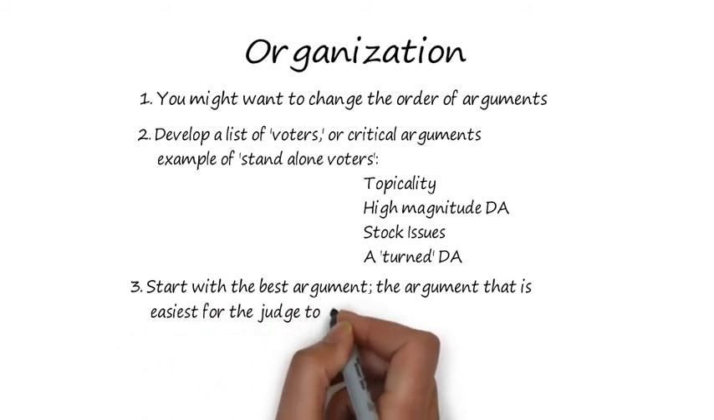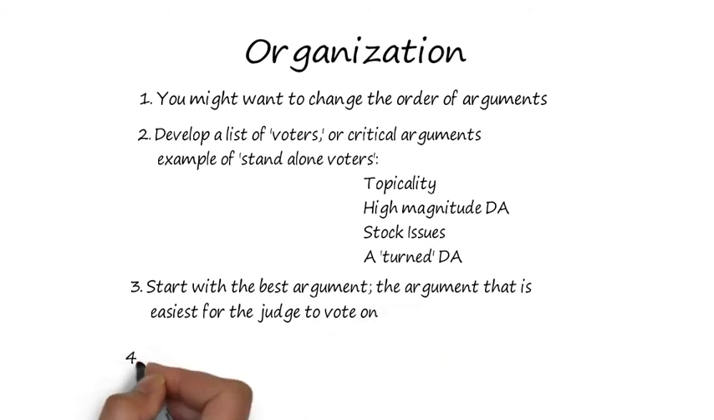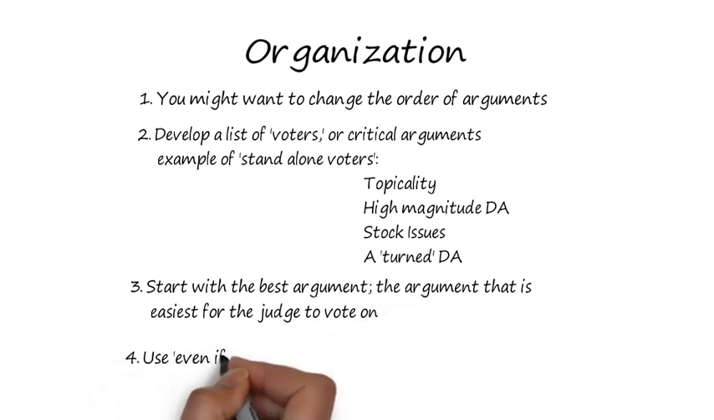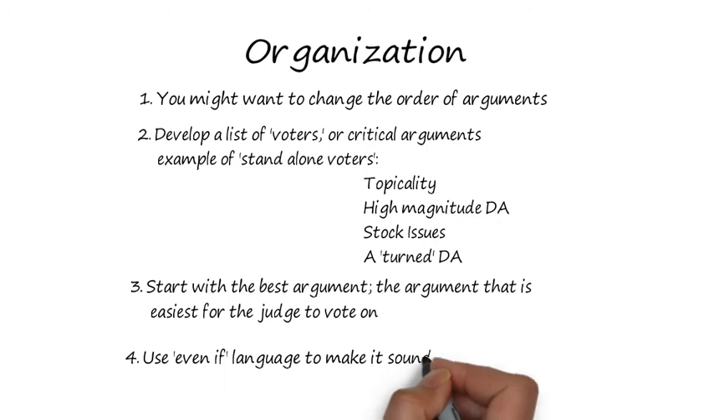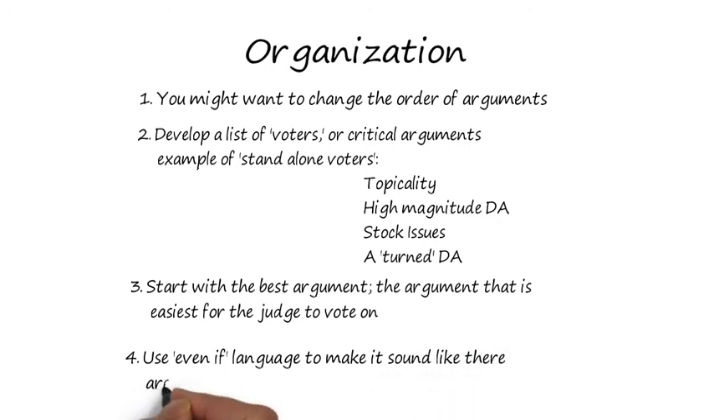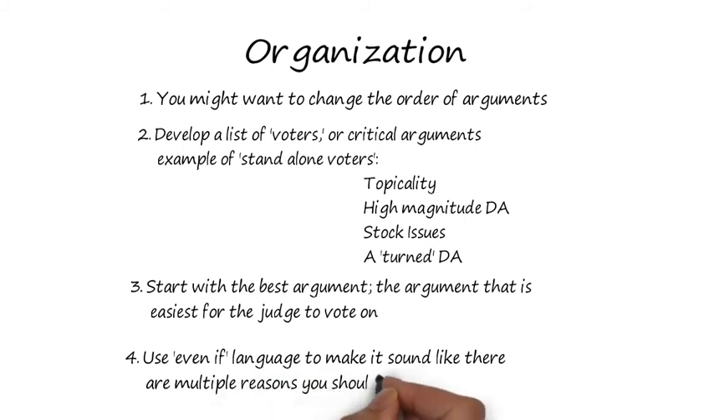And the rebuttal should sound like this. If you don't vote for the first voter, then you can vote for the second. And even if you don't vote for the second, then you can vote for the third. This even if pattern that you develop is kind of like setting up a gauntlet that the opposition has to go through in order to successfully win this round. It sets it up as sounding as if there is a lot of work that the judge has to do in order to vote for your opponent. Make it sound as though there are multiple reasons to vote for you by organizing your rebuttal into voters, not just regurgitating the round thus far.